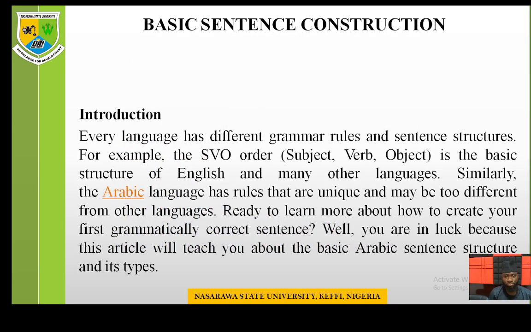In the introduction, we can see every language has different grammar rules and sentence constructions or sentence structures. For example, the SVO order, which is subject, verb, object, is the basic structure of English and many other languages. Similarly, the Arabic language has rules that are unique and may be very different from other languages.